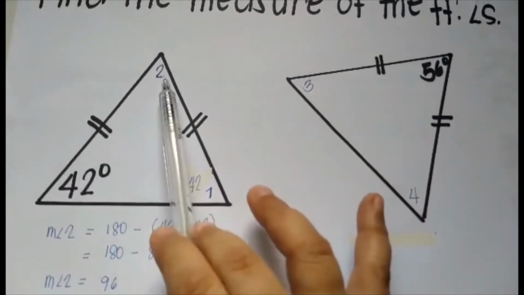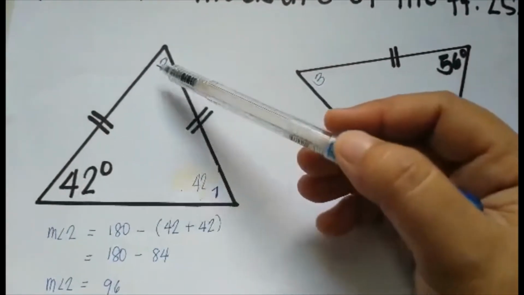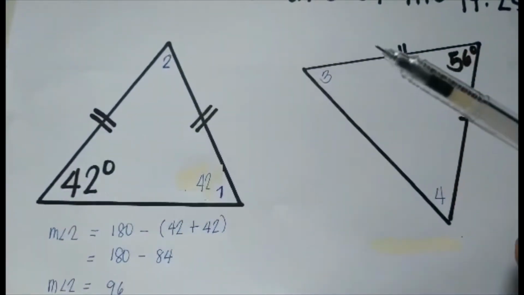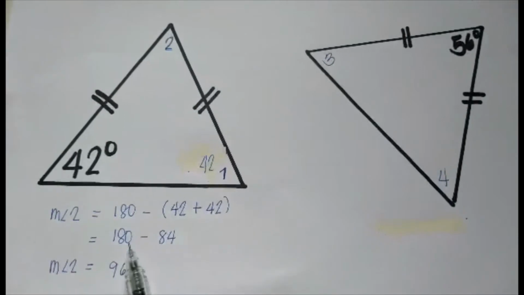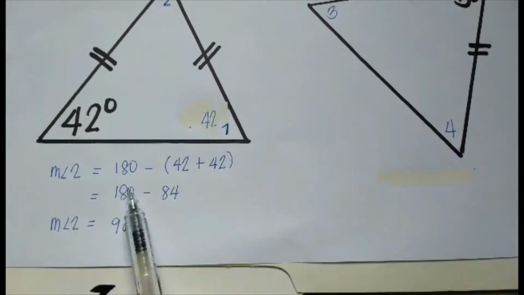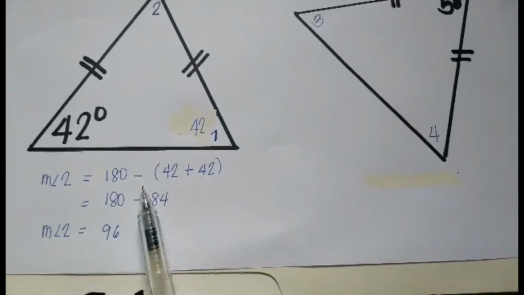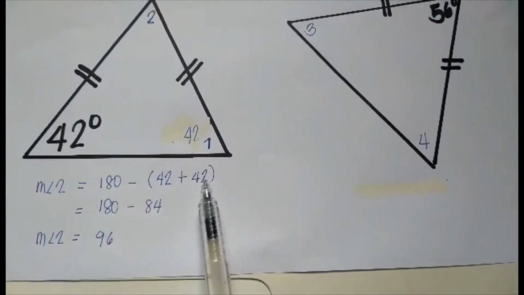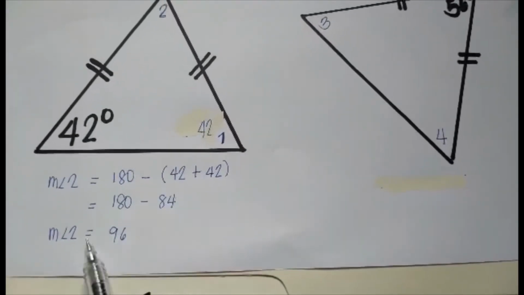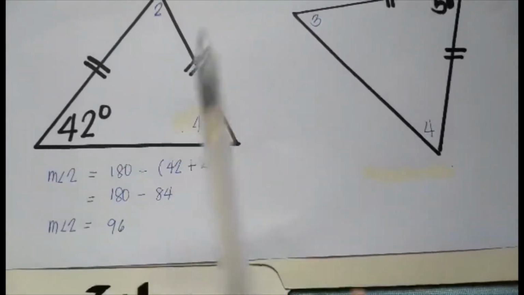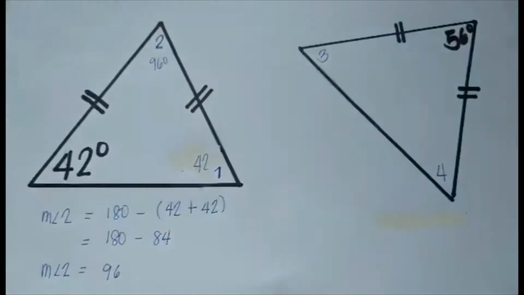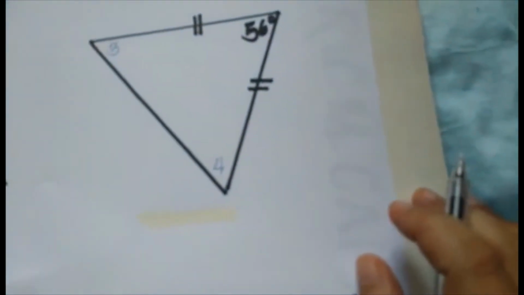To solve for angle 2, you have to remember again that the interior angles of a triangle, when you add them, is always equal to 180. So if we're going to get the measure of angle 2, we have here 180 minus 42 plus 42. And then we have 180 minus 84. So that gives us 96. Therefore, this angle 2 measures 96 degrees. Let's have the next figure.